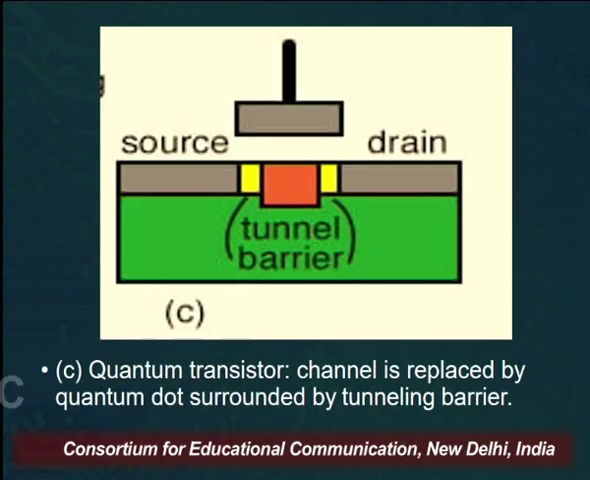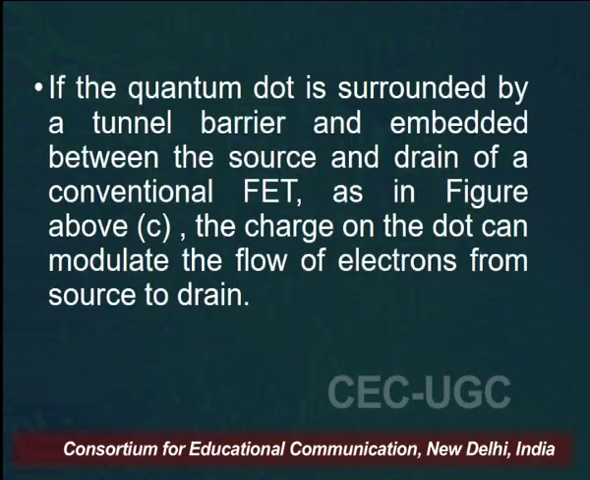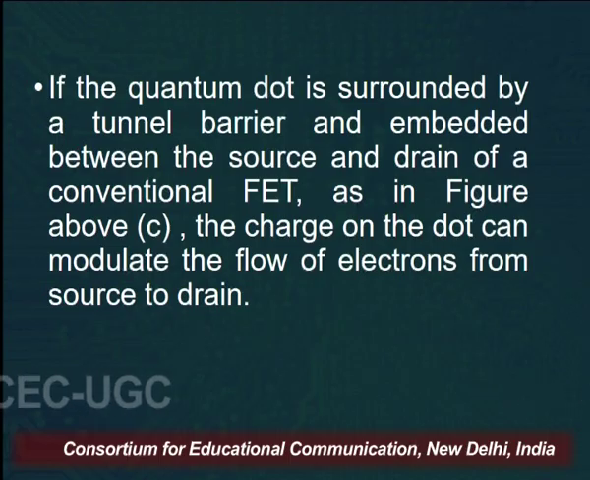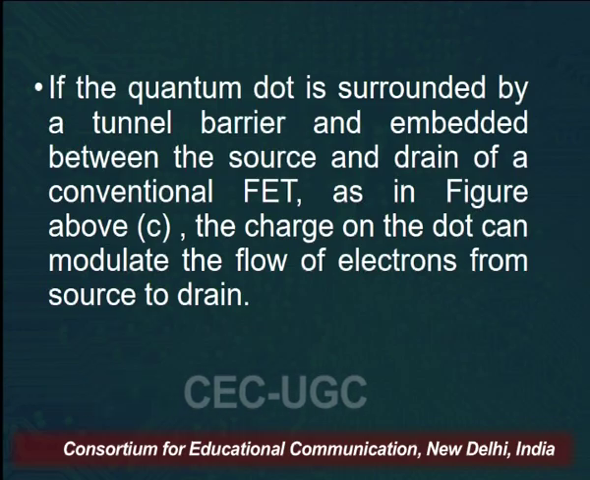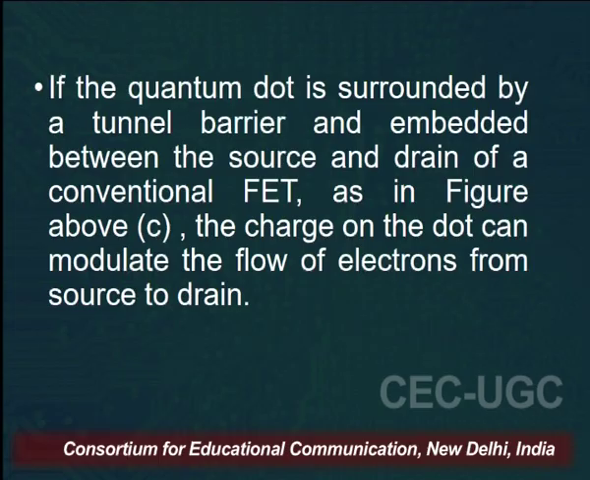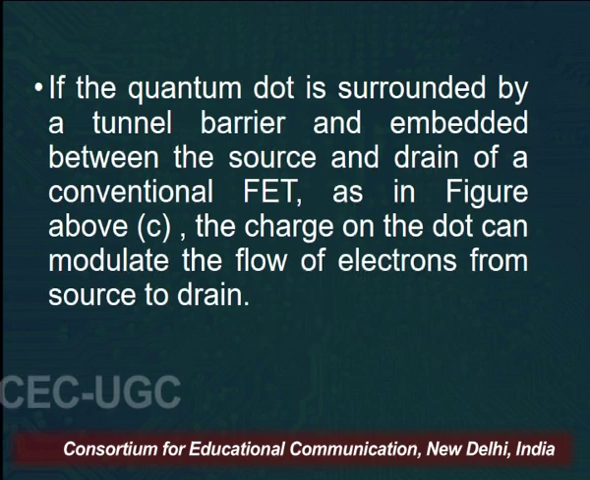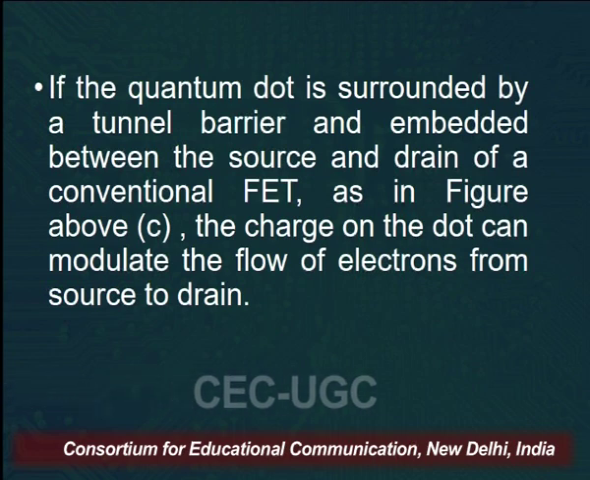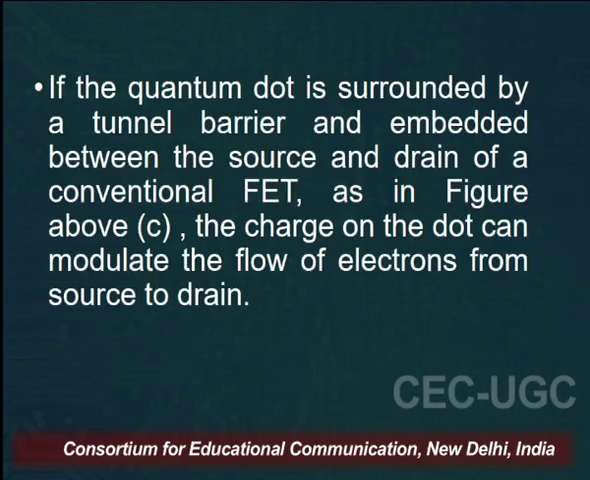surrounded by the tunneling barrier. You can see here there is a barrier, and this is the tunneling barrier. Now the quantum transistor has a channel made of a quantum dot. If the quantum dot is surrounded by a tunnel barrier and embedded between the source and drain of the conventional FET, the charge on the dot can modulate the flow of electrons from source to the drain.